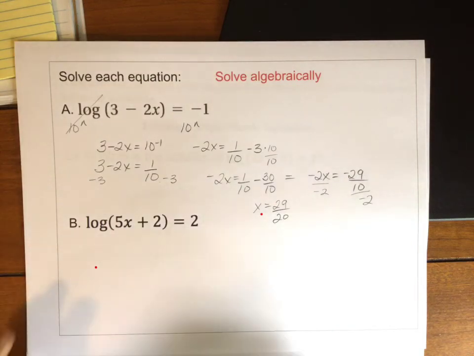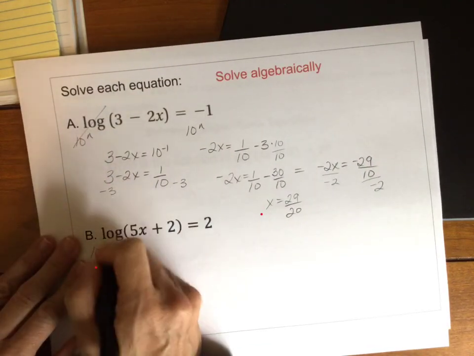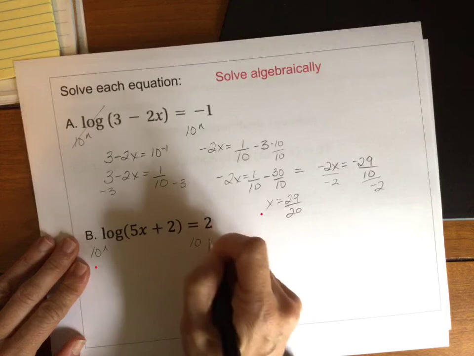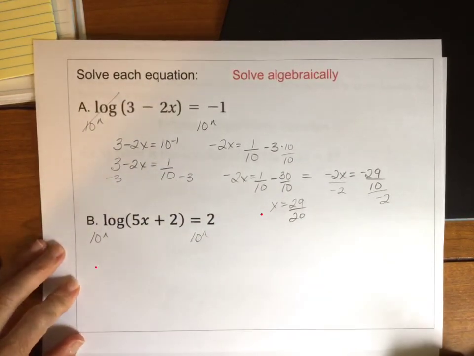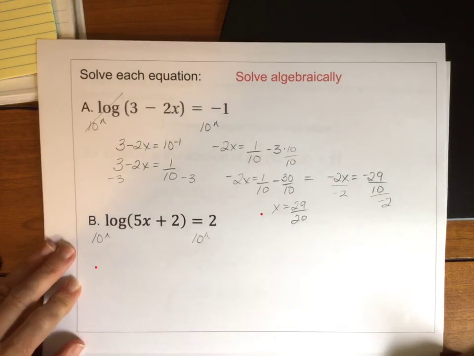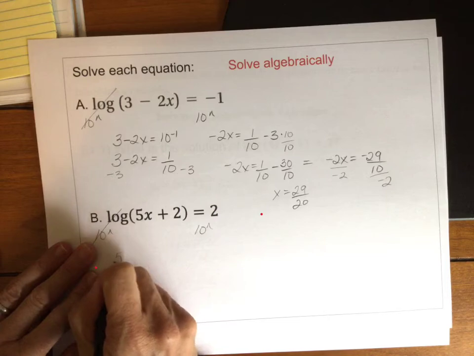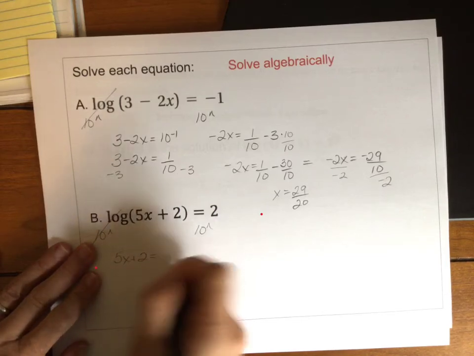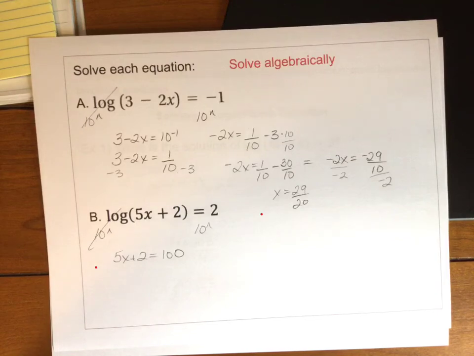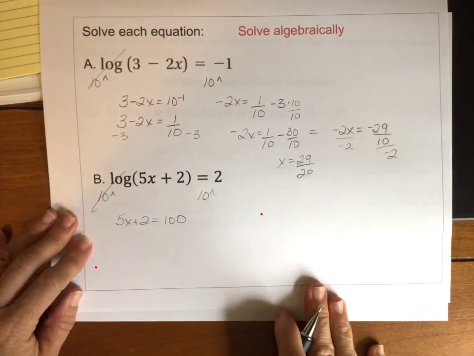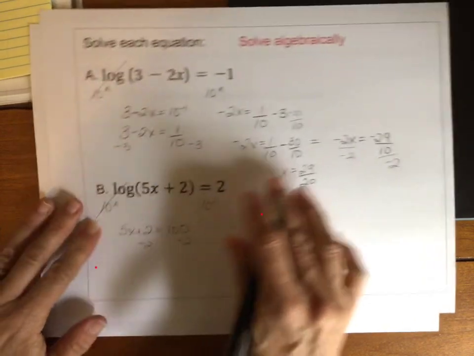All right, and then if we do problem B, same thing. It's base 10. So I'm going to take 10 to the power of on both sides. It's called exponentiating, but that's a big word. These undo each other, and I get 5x plus 2 equals 100. And then I subtract 2 from both sides.